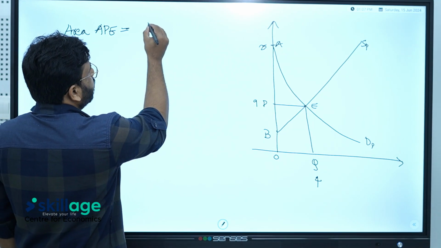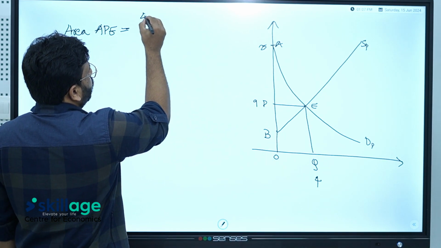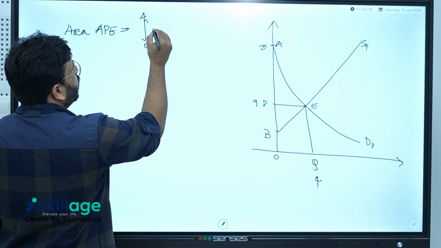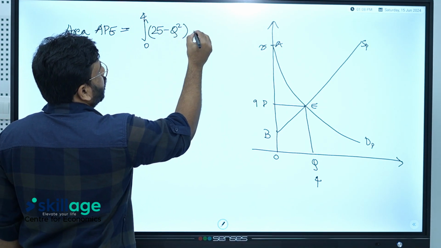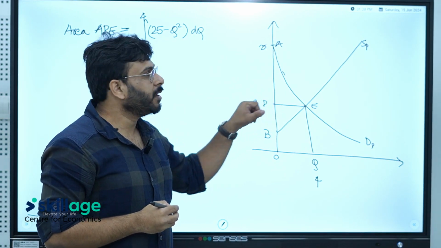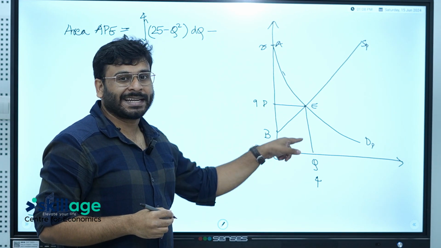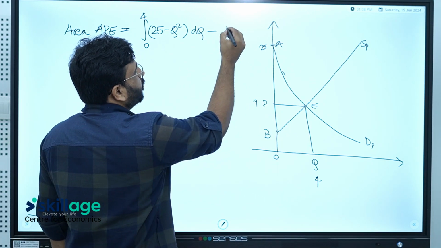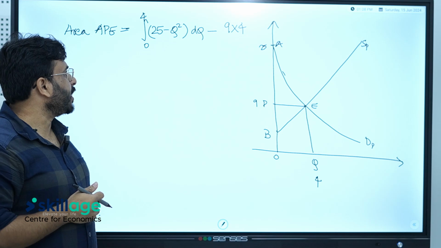So if you take a definite integral from 0 to Q, Q is 4 here, to 4, and your demand function is 25 minus q square, you get the whole area. But that's not what you want. You want this area. What you have to do is subtract the rectangular area here. When you subtract it, what you get is 9 into 4. 9 is the price and 4 is the equilibrium quantity.